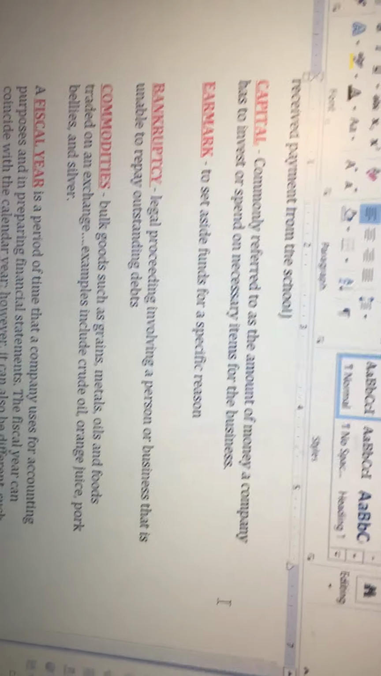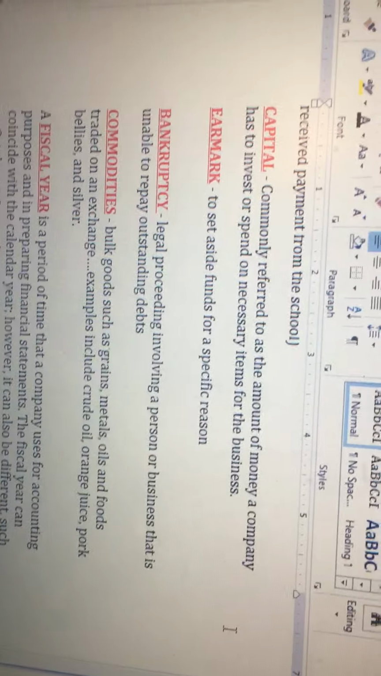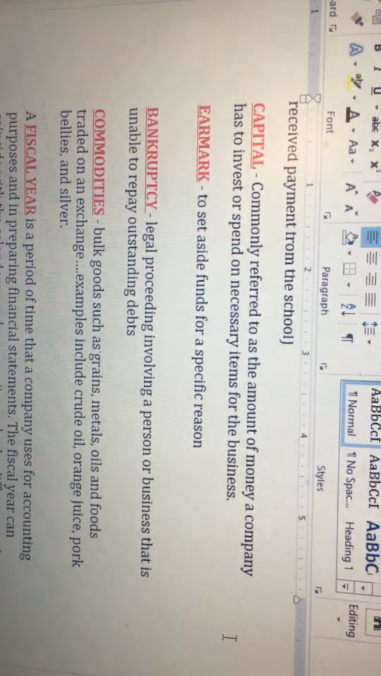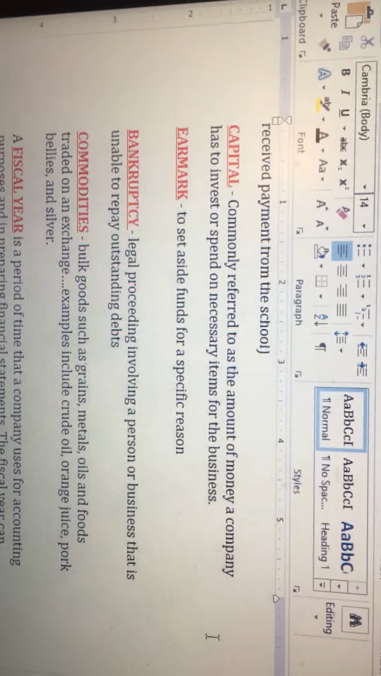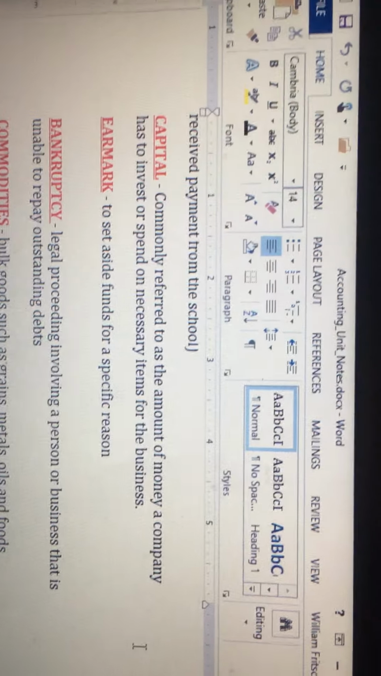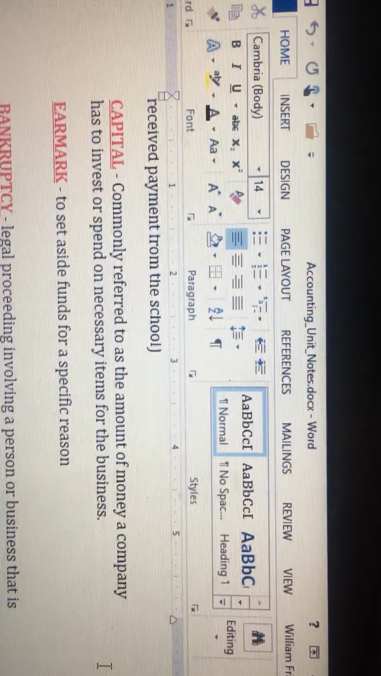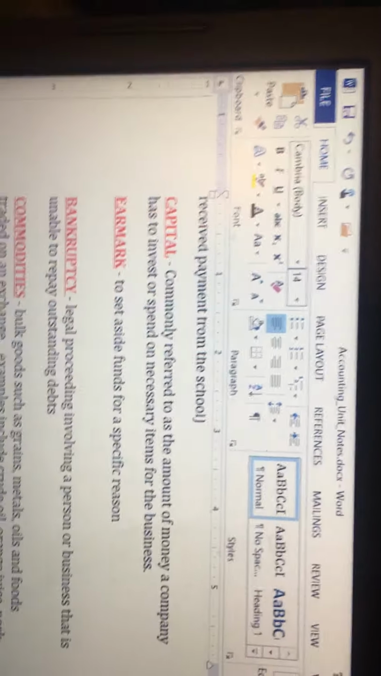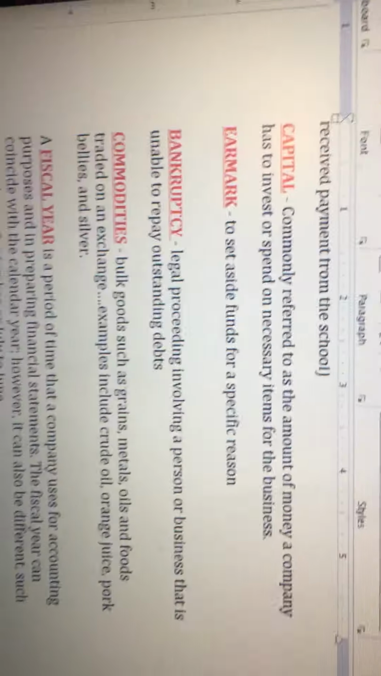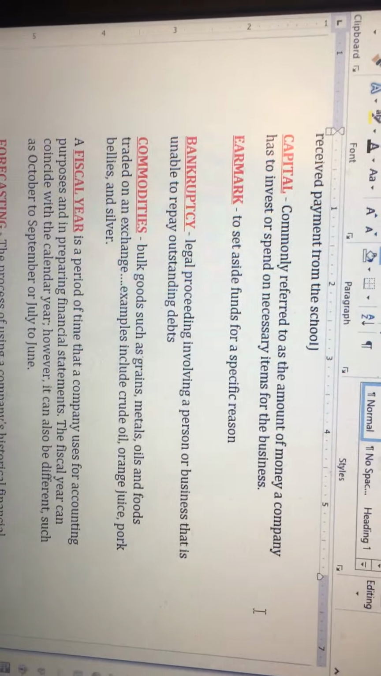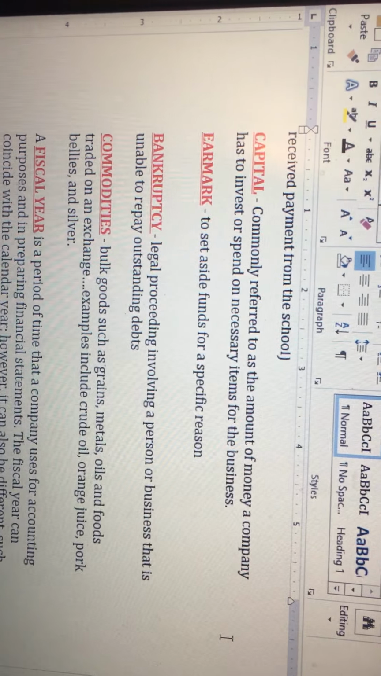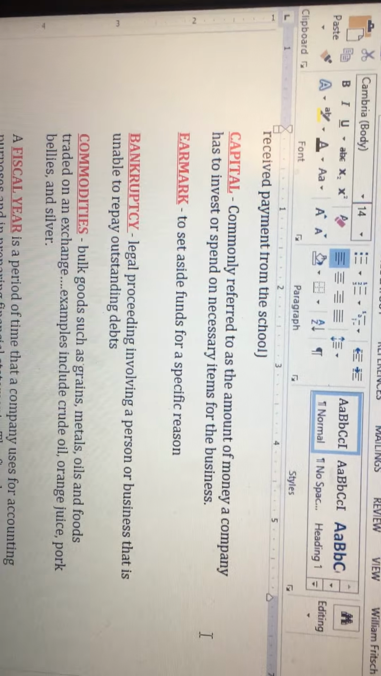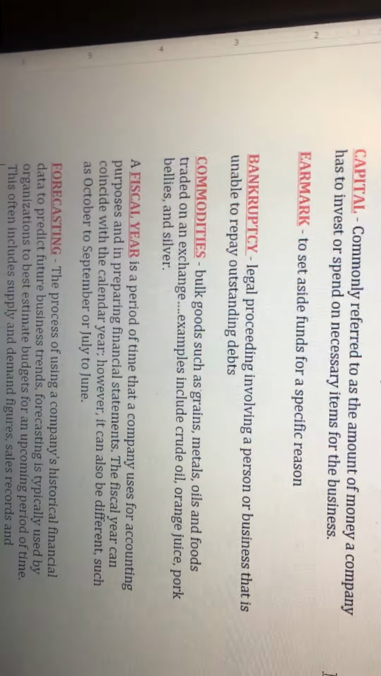Commodities is a tough one. Commodities are goods such as grains, metals, oils, foods that are traded on an exchange, such as orange juice or pork bellies or silver. Things that, if you buy silver, the silver that you buy in Turkey is the same type of silver that you buy in California. So silver can trade as a commodity, if that makes any sense to you. Wheat is a good one. The wheat that you grow in Kansas is basically the same wheat that you grow in Colorado. So it's just considered a commodity, that your wheat's no better than someone else's wheat. And all the wheat trades together on one commodity.